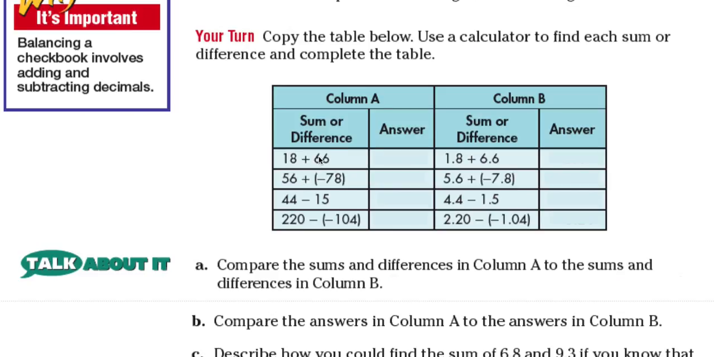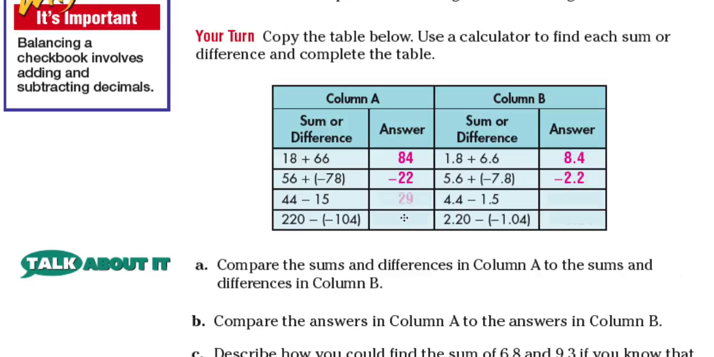Let's find the sum of 18 plus 66. Using your calculator, you'll get the sum, which is 84. If we add 1.8 plus 6.6, again using the calculator, we'll end up with 8.4. If we get 56 plus negative 78, or 56 minus 78, we end up with negative 22. We do the same thing with a decimal: 5.6 plus negative 7.8 will be negative 2.2.